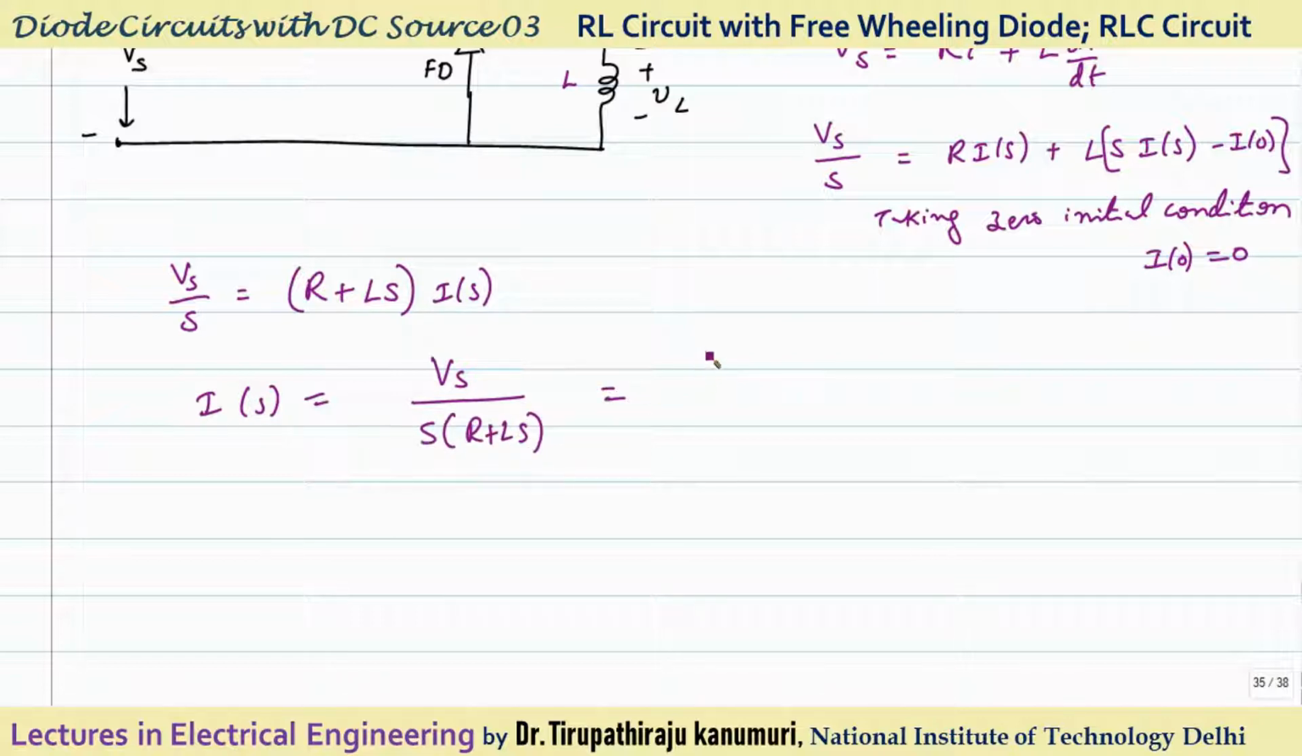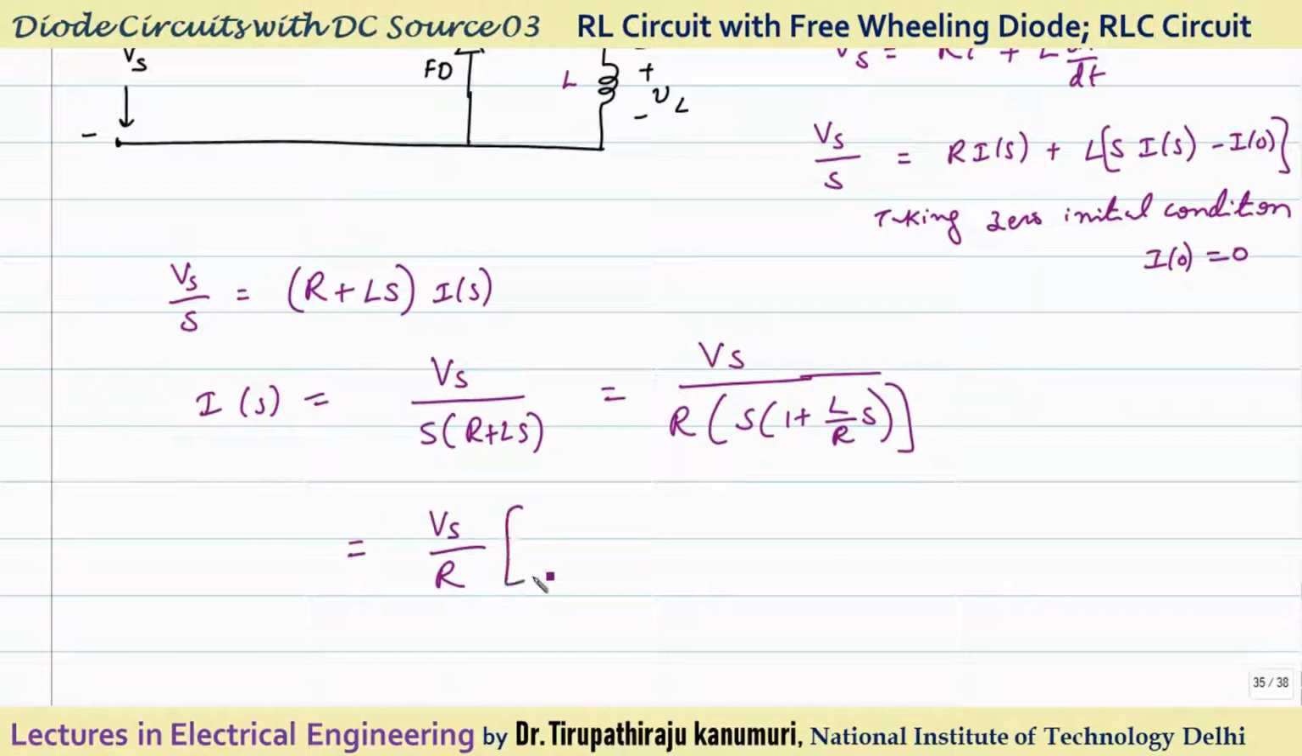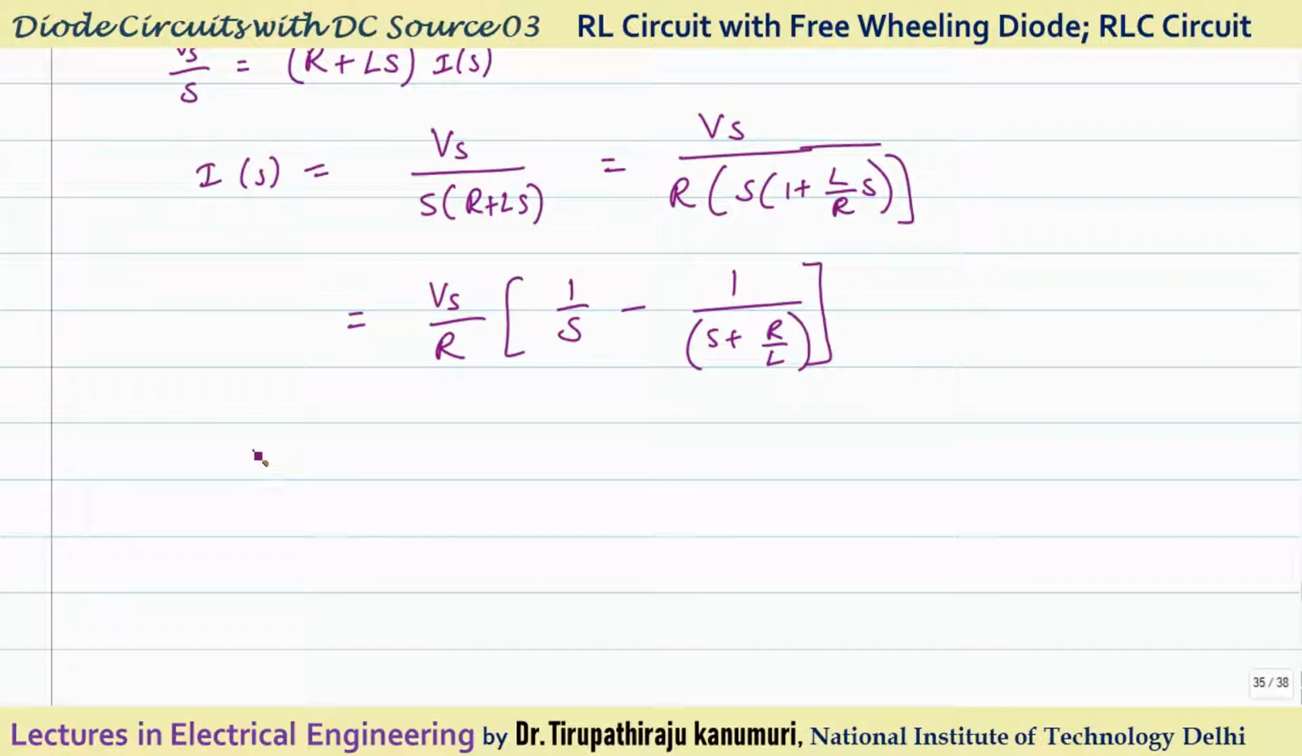You agree with me? So this will be Vs divided by R, taking R as the common factor. So this will become R into S into 1 plus L by R into S. Agree with me? So this is the value. This I can separate into two components. This will be equal to Vs by R into 1 by S minus 1 by S plus R by L. So I can convert this to the inverse transform to get the actual value. So I of t is equal to Vs by R into 1 minus e to the power of minus R by L into t.